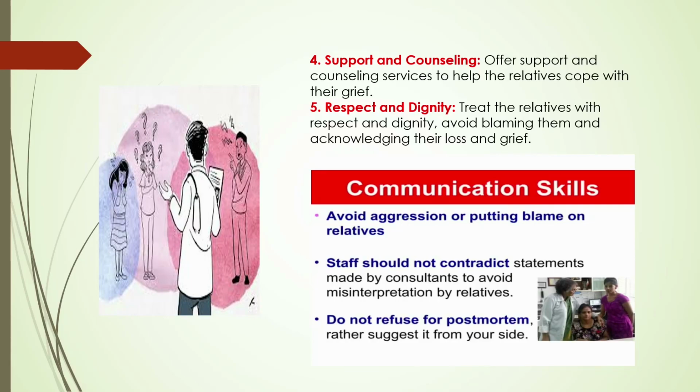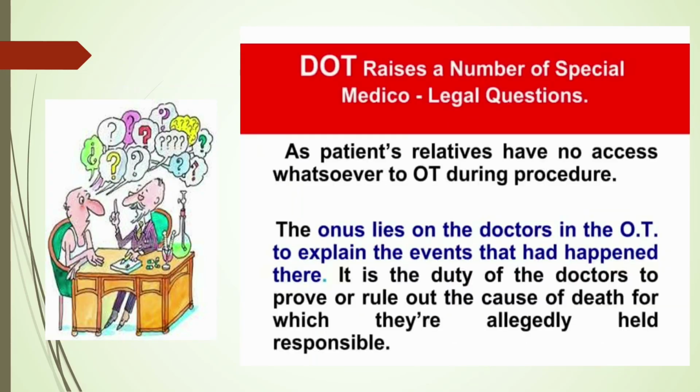Offer them support and counseling services. Tell them that you will come out of this, and you will help them come out of this loss, and you are with them. So they may feel that you are showing some empathy towards them. And always give respect and dignity to relatives. Do not blame them. Do not say that you brought the patient late or you stopped the medicines, that's why the patient died, because the patient's relatives are already in loss and grief. So always respect them, and do not show aggression or put blame on the relatives. And do not refuse post-mortem. Always suggest it from your side.